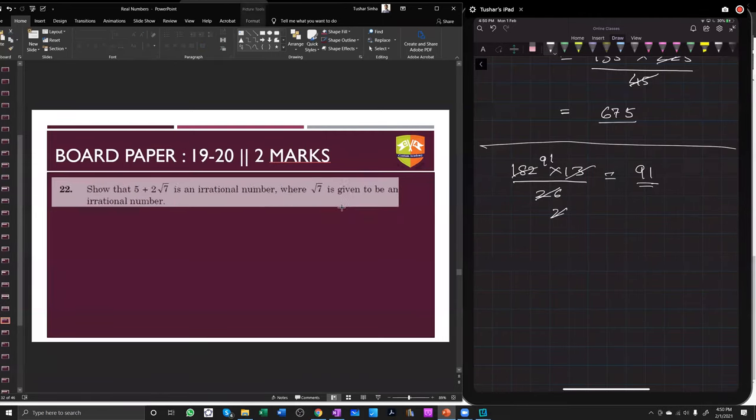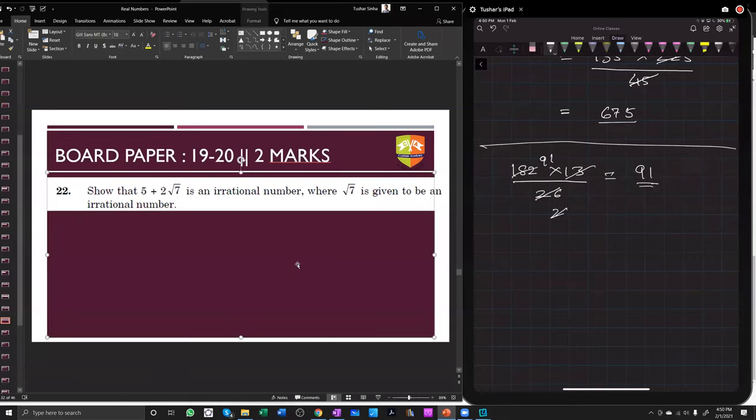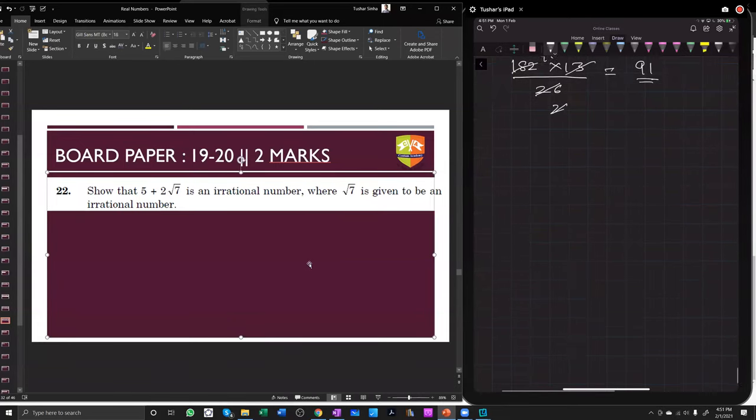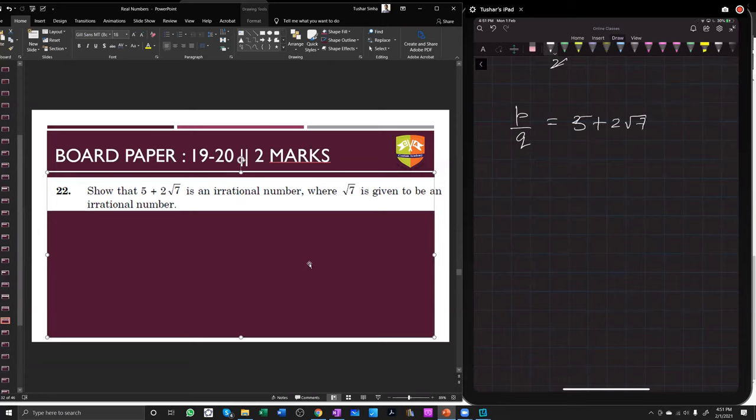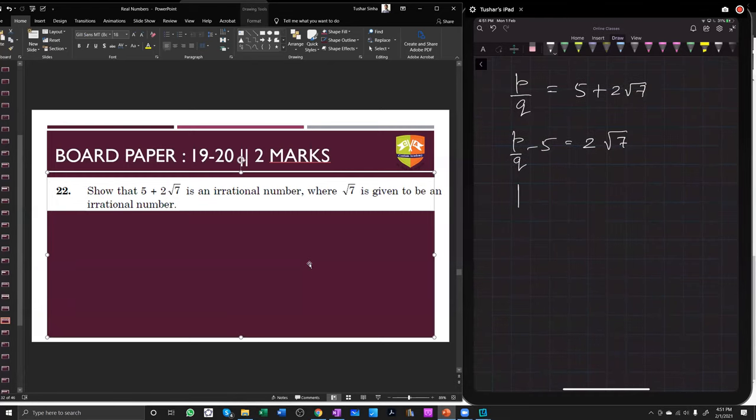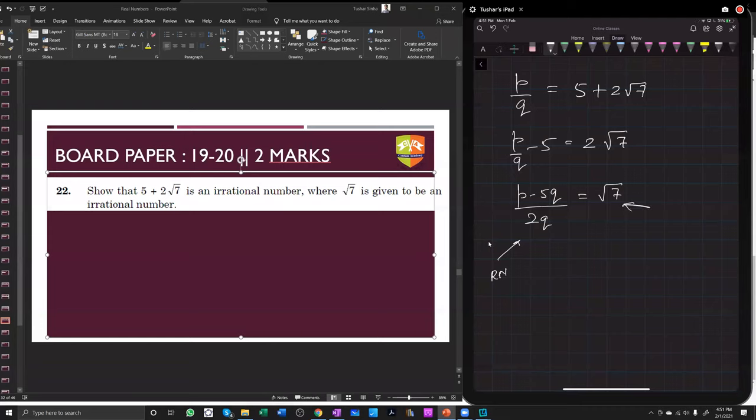Now, this has been already given. 5 plus 2 root 7 is an irrational number, where root 7 is given to be irrational. So you don't need to prove that. Hence you will say P by Q is equal to 5 plus 2 root 7. So you will say P by Q minus 5 is equal to 2 root 7. That means P minus 5Q by 2Q is equal to root 7. And you reach the same level, isn't it? So this one is a rational number. This one is an irrational number.